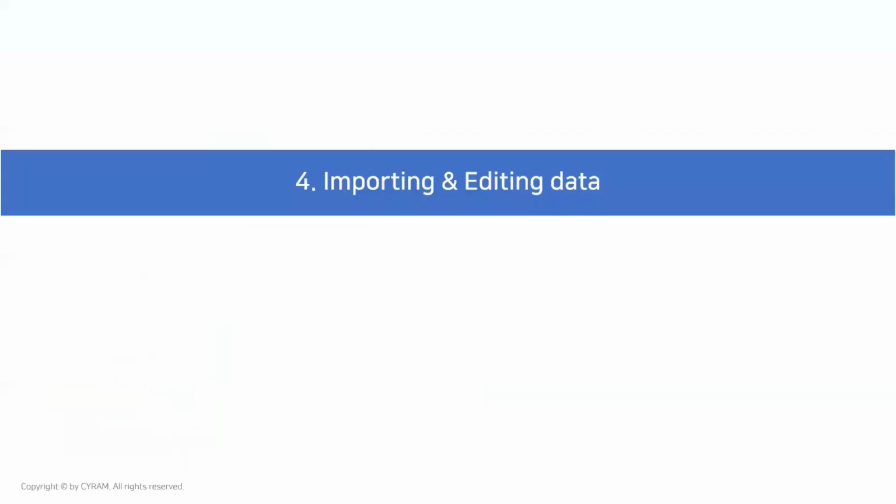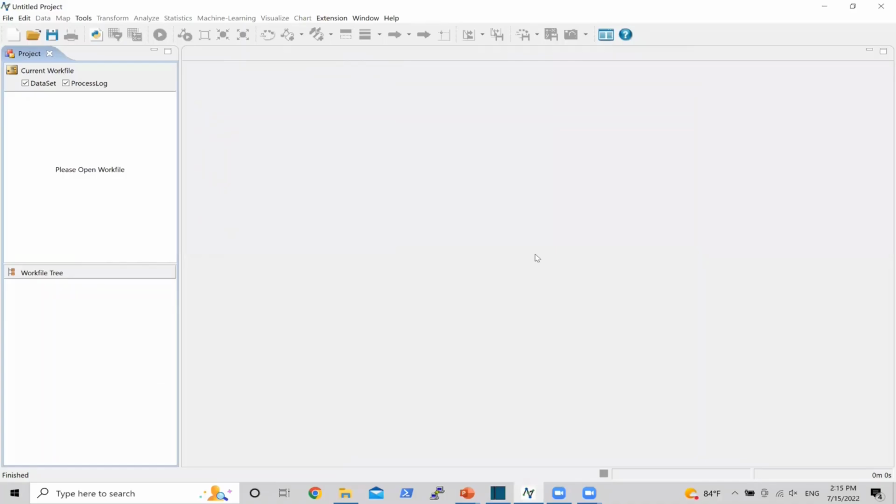In this session, we will go through how to import data and edit it. Like the previous session, we will open NetMiner and go through the steps together. We will start at the starting screen on NetMiner when it is first opened. Please set your screen so that you have the screen with the project name Untitled Project.